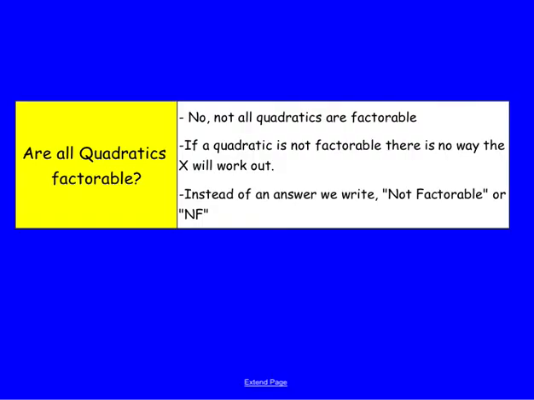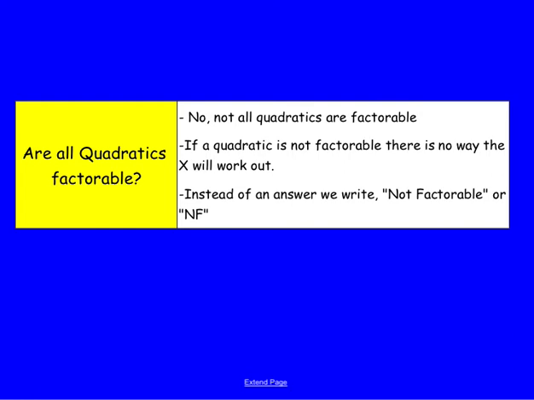Alright, so this leaves our next question. Are all quadratics factorable? In fact, no, they're not. So there are actually some quadratics that we can't solve using factoring. Okay, if a quadratic is not factorable, then we can't get the x to work. If the x works, it should be factorable. Instead of writing an answer, we're going to write not factorable or NF.